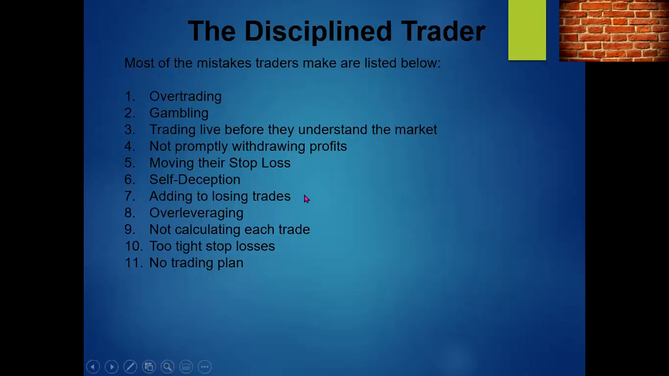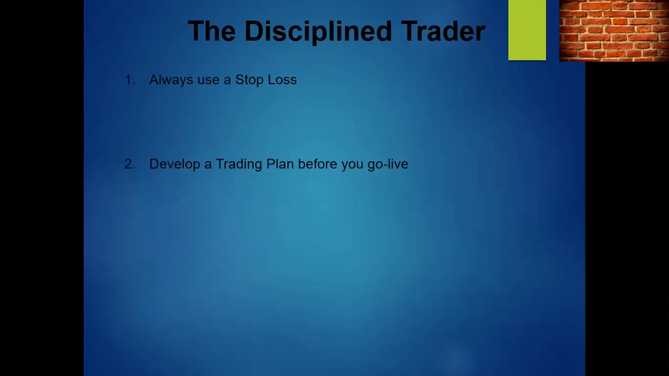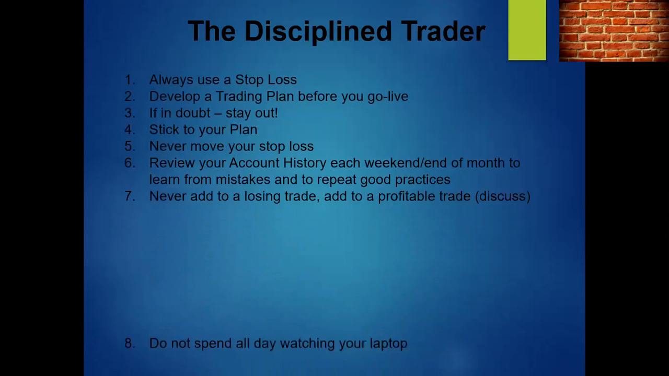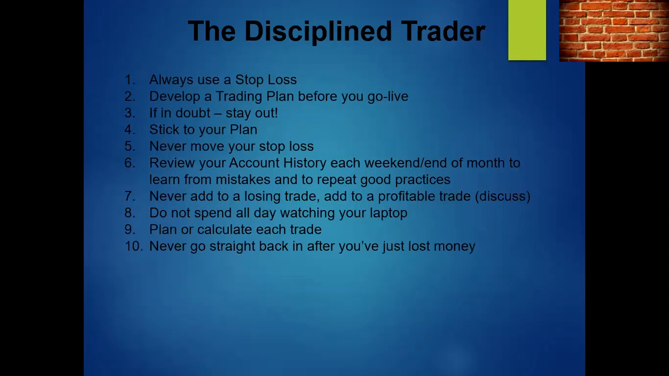And then another mistake that traders make is to not have a trading plan. And we'll take a look at a trading plan further on. So here's what the disciplined trader does always. So we always use a stop loss. Develop a trading plan before you go live. And if in doubt about the market movement, then stay out of the market.